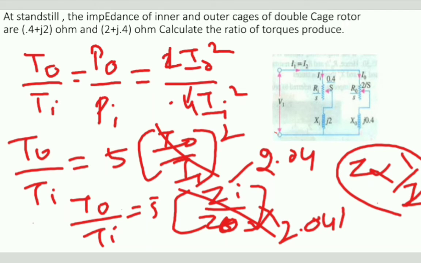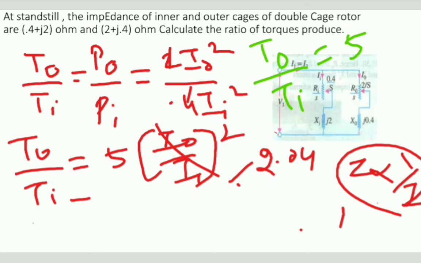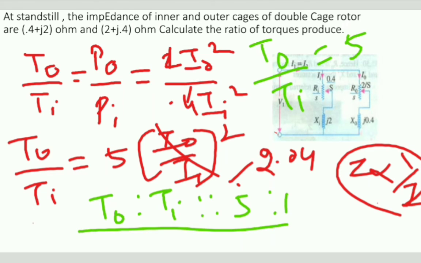So what is left? To by Ti is equal to 5. It means the final answer comes out to be To to Ti equal to 5:1. Okay, so this is the final answer, as per the question, to calculate the ratio of torques produced.